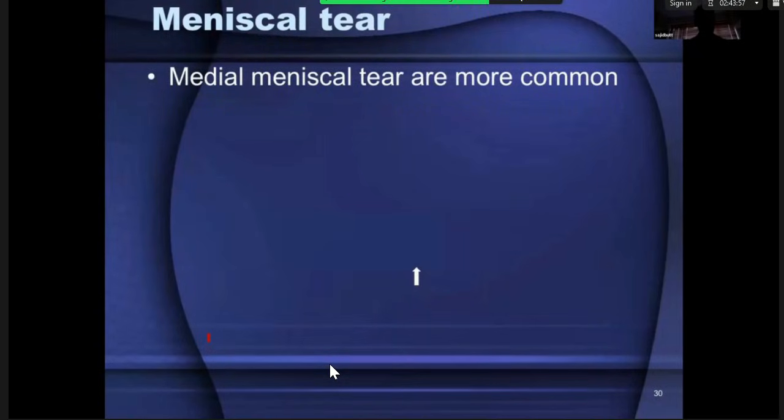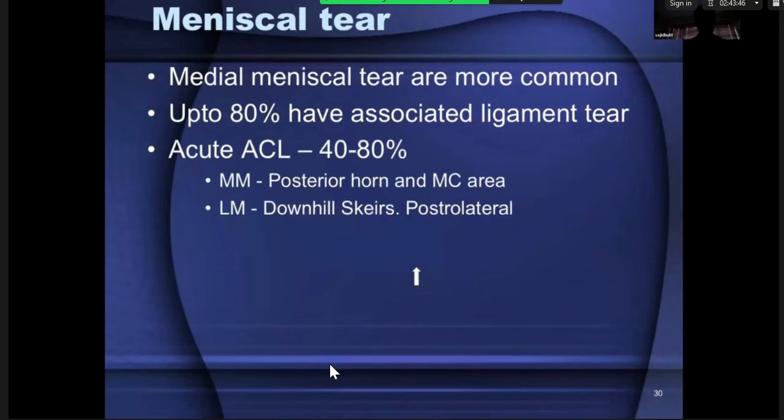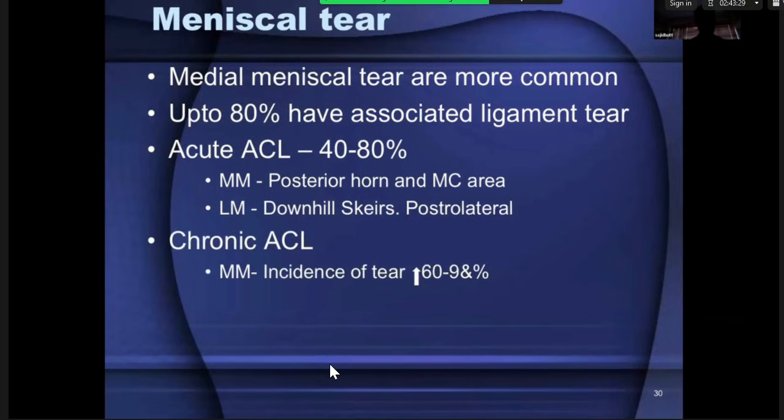As a rule of thumb, I told you initially, medial meniscal tears are more common. Up to 80% would have an associated ligament injury, whether it's cruciates or the collateral ligaments. This we are talking about the acute post-traumatic tears. There is a well-known association of the tear of the posterior horn of the medial meniscus and the lateral meniscus injuries with injuries of the anterior cruciate ligament. And when you have got chronic ACL injuries, then the incidence of medial meniscal tear goes significantly up, about 90% of cases.